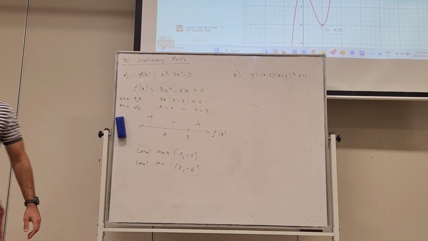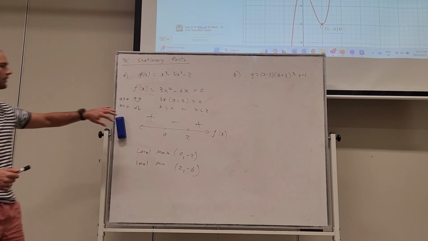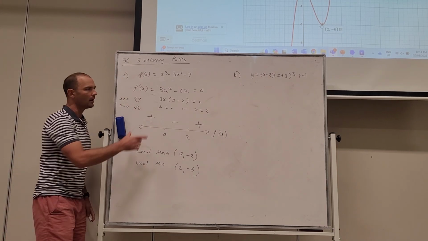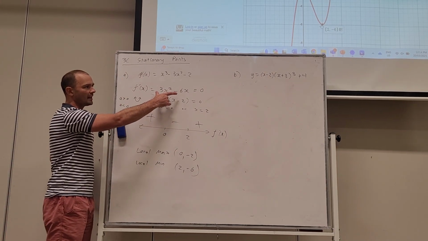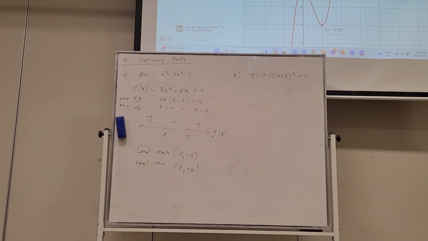Okay, cool. Let's move on to the second one then. Actually, maybe I'll just make one connection quickly. So we're using the derivative function to tell us about the original function. And remember, we can use our calculator just to sketch the derivative of this. So if I'm doing it on Desmos, what I'd do is type in f dash of x.